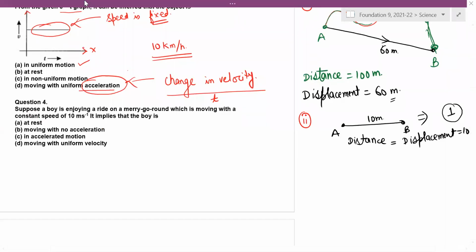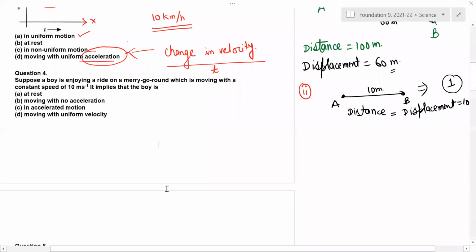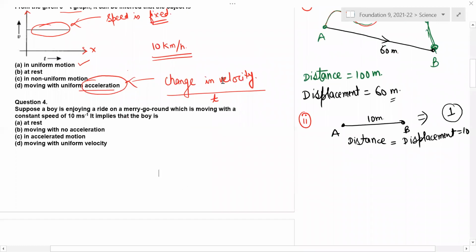Sir, I have some doubt in this, sir. Okay. So students, we are going to discuss question number 4. Suppose a boy is enjoying a ride on a merry-go-round which is moving with a constant speed of 10 meter per second. It implies that, this is a very important question. Those who are first scorers, first rankers, please tell me why it will be in accelerated motion.